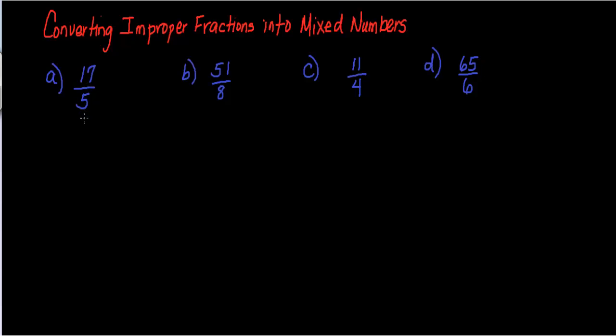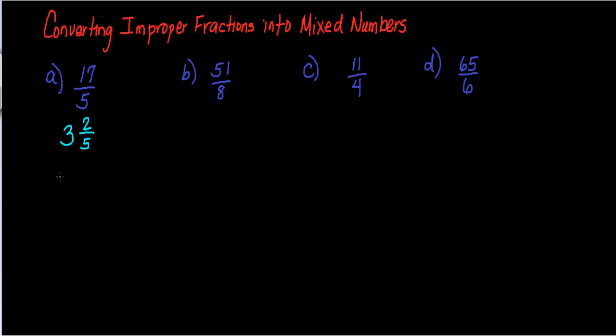17 divided by 5. You have to think, how many times does 5 fit into 17? So you have to think about your multiplication tables. 5 times 3 is 15, so I know that 5 fits into 17 at least 3 times, and that will make a total of 15. And if I have 17 and I only fit 15, I have 2 left. So that means this will be 3, the 3 times it does fit into 17, and I have 2 left out of 5. That's the way to do it in your head.